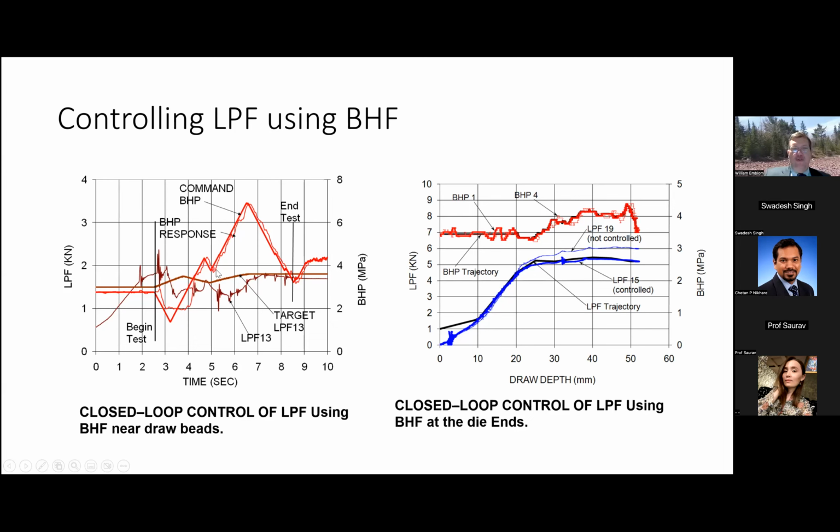We increased the blank holder forces, and you can see that eventually we got significantly high blank holder forces and then came down. But you can see how the blank holder forces reacted to the measured local punch forces. And this was at the local force transducer that was near the draw bead. And by the end of the test, we had pretty good agreement between our target force and the forces that we measured.